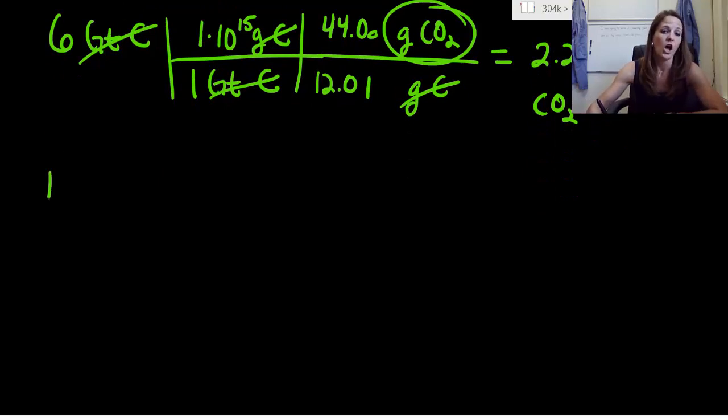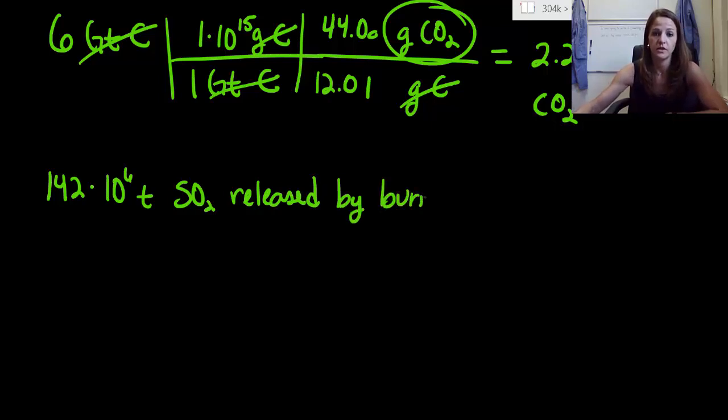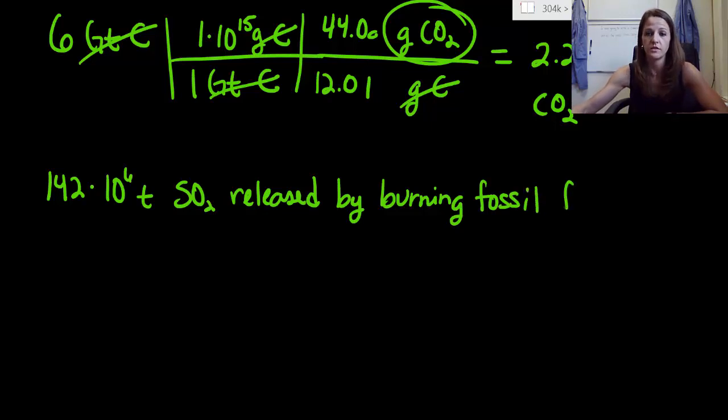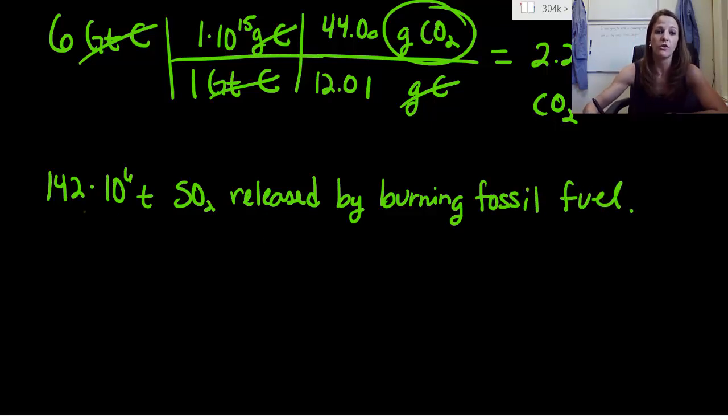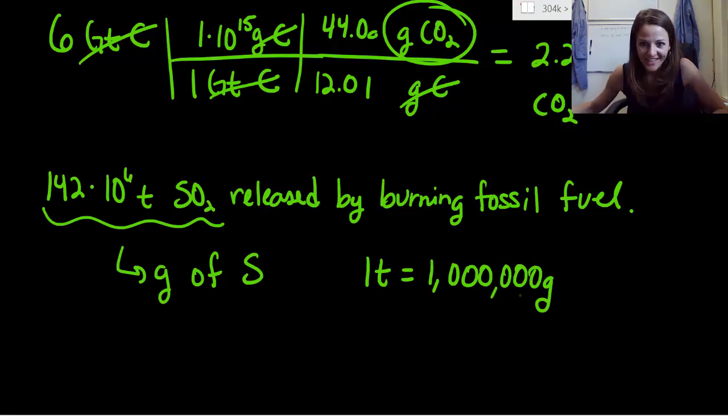So we're going to say 142 times 10 to the 6 tons of sulfur dioxide, SO2, is released by burning fossil fuels. So a pollutant. Okay, so this is the fossil fuel combustion. I want you to convert this number right here to grams of sulfur. And I'm going to give you one conversion so you don't have to look it up. 1 ton is equal to 1 million grams. Go.